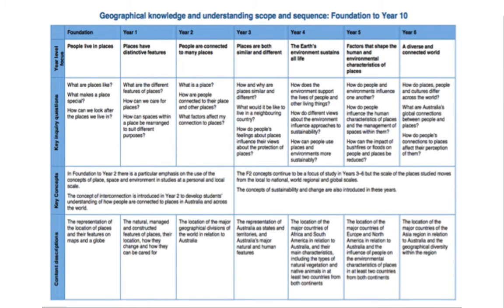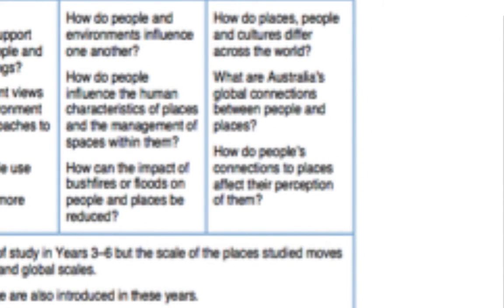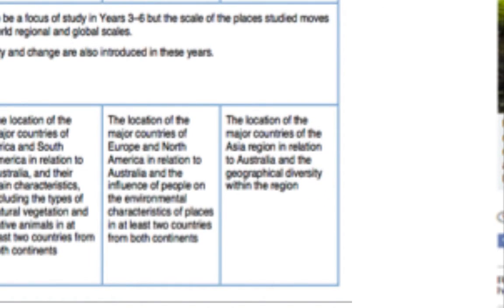Let's take a look at the geography matrix again. For this particular example, I'm going to focus on year 6. The year level focus is a diverse and connected world. And I'm going to take a look at the third inquiry question that you find in this matrix: How do people's connections to places affect their perception of them? So I'm going to take a look at how individuals and their connections with specific locations affect how they perceive these locations. And I'm going to take a look at major countries of the Asian region in relation to Australia and the geographical diversity within that particular region.